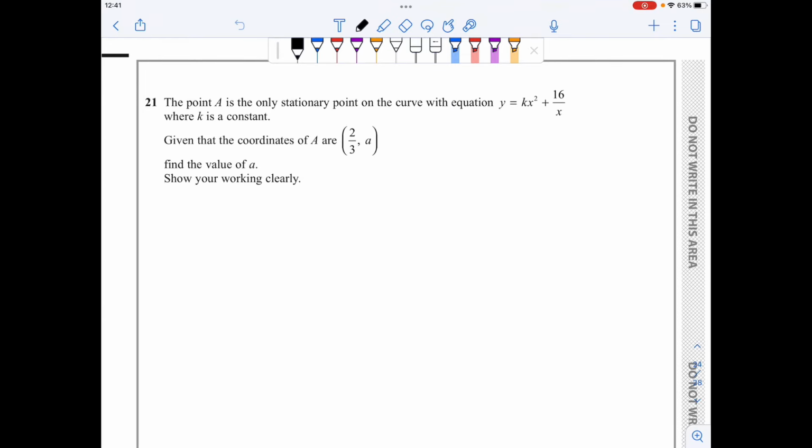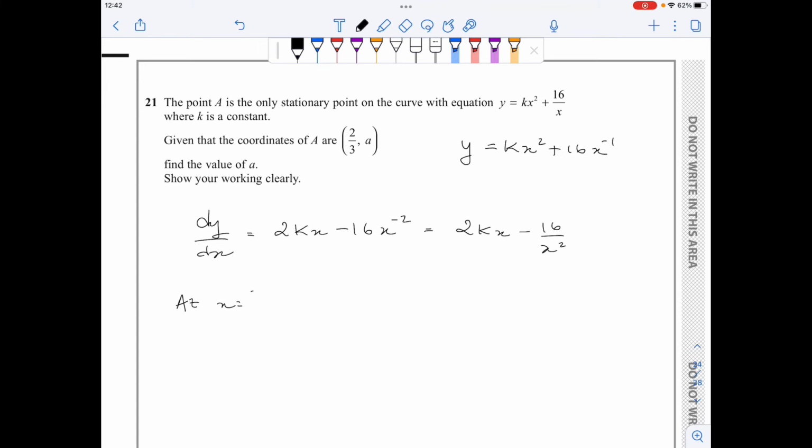For question 21, I'll need to differentiate, but before doing so, I'll rewrite y as kx squared plus 16x to the minus 1. So dy/dx is equal to 2kx minus 16x to the minus 2. And I can rewrite this as 2kx minus 16 over x squared. Now at x equals 2/3, I know that dy/dx is equal to 0 because it's a turning point. This means that 0 equals 2k times 2/3 minus 16 over (2/3) squared.